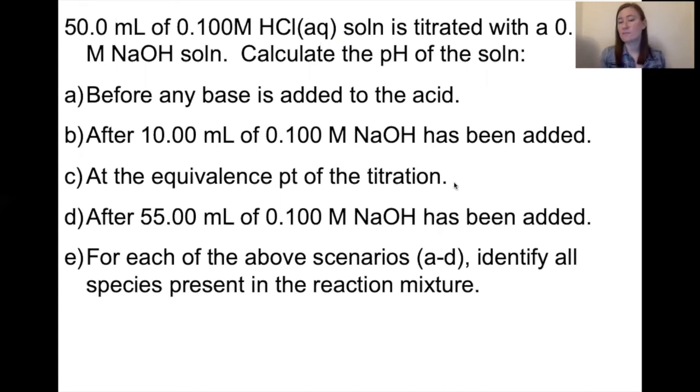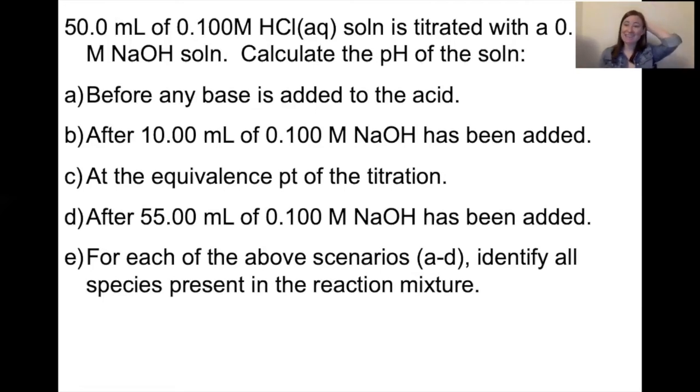At the equivalence point, the H+ and the OH- have both been used up, right? They've both reacted completely with each other because we have exactly equal amounts of acid and base. So at the equivalence point, we've got no H+ or OH-. All we've got is Na+ and Cl- floating around. And then, of course, technically, we've got H+ and OH- in a concentration of 10 to the negative 7. But essentially, we've just got Cl- and Na+ floating around in our beaker.